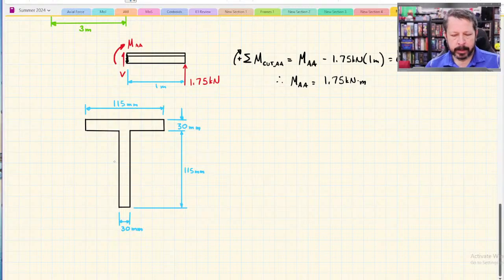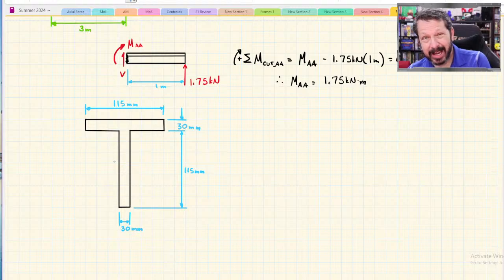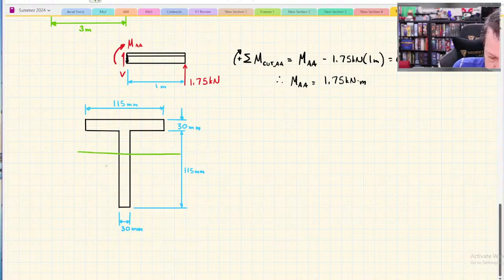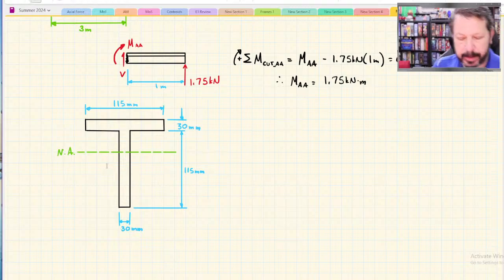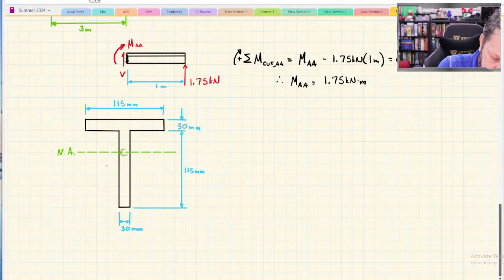All right, so what we want to know, and this part is for finding the y that goes in the flexural stress equation, and for being able to calculate the moment of inertia for this T shape, is where the neutral axis is. So it's going to be, I don't know, somewhere here. We just don't know exactly where. So what we have to do is go in and find the centroid of our T-shaped cross section, and the neutral axis is going to go through that centroid.